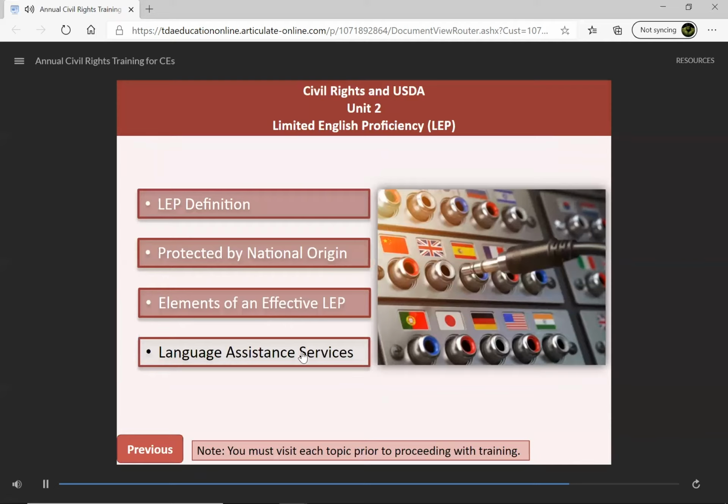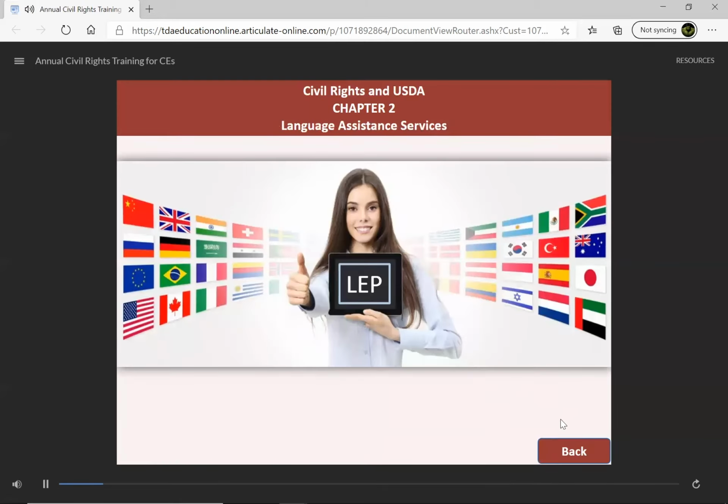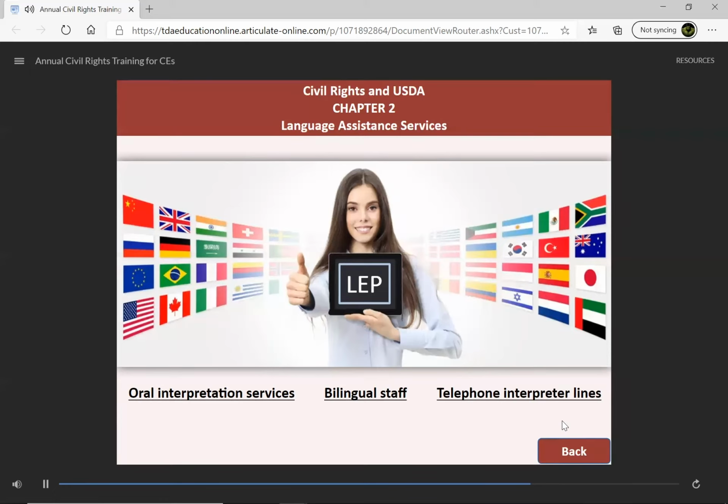Language assistance services. As mentioned earlier, reasonable steps must be taken to ensure meaningful access to the information and services provided for people with LEP. Here are some examples of the language assistance services that CEs may consider. Oral interpretation services, bilingual staff, telephone interpreter lines, written language services, and community volunteers.